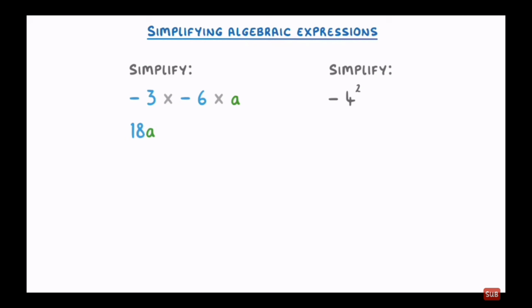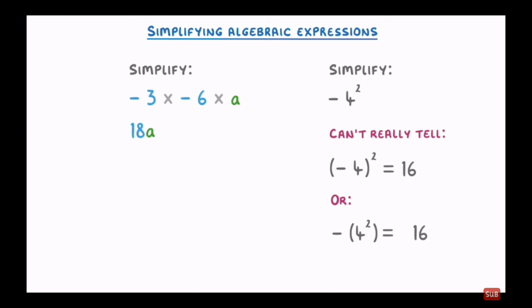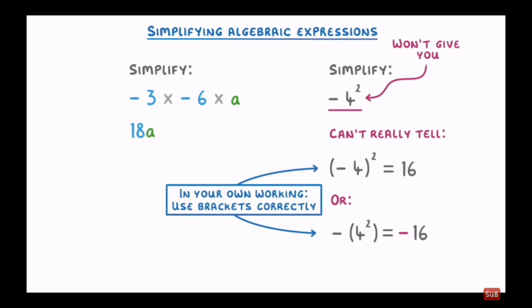Now this next one, negative 4 squared, is actually a bit dodgy, because we can't really tell whether they want us to take negative 4 and square it, which would be negative 4 times negative 4, so positive 16, or do the negative of 4 squared, which would mean squaring the 4 to get 16, and then taking its negative, so negative 16. In your exam, they won't give you dodgy questions like this. They'll be clear about which version they want. The important point though is that in your own working, you need to be careful to use brackets correctly and avoid this sort of mistake.